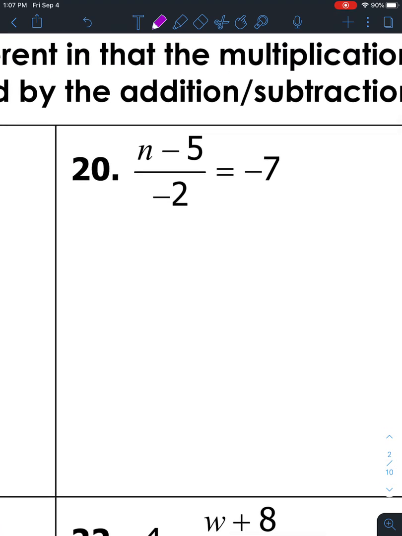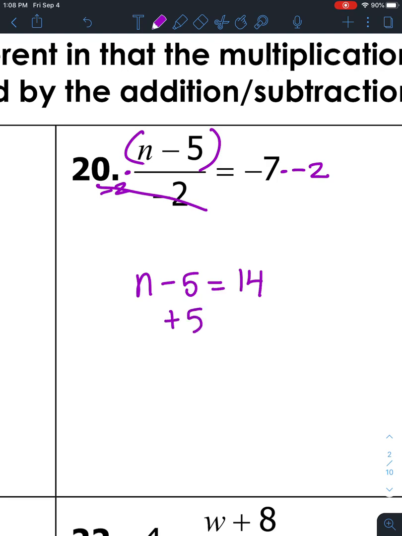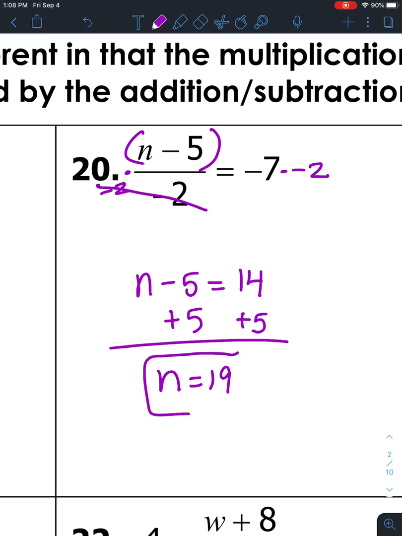Let's try one more example like that. Let's go to 20. So here in 20, we're going to multiply again by -2. Bring that negative with you, because again, you want to think of these like parentheses. We can't touch those before we get our division out of the way. So those will go away. That leaves me with n minus 5 equals 14. Add 5 to both sides. That leaves me with n equals 19.